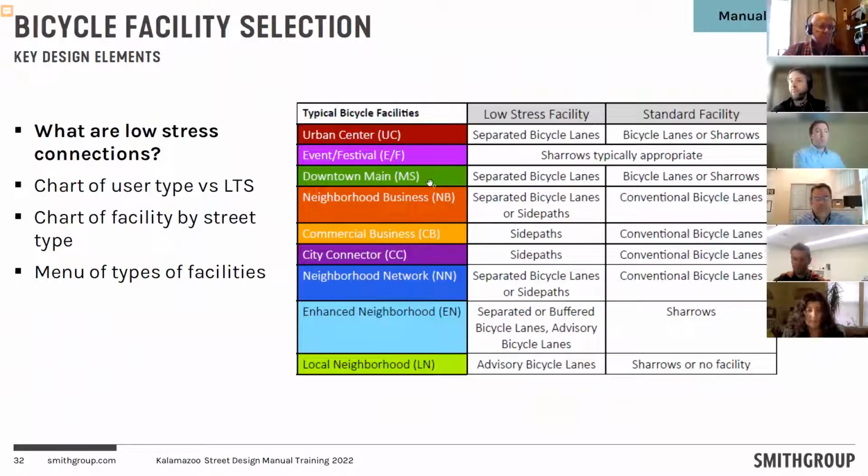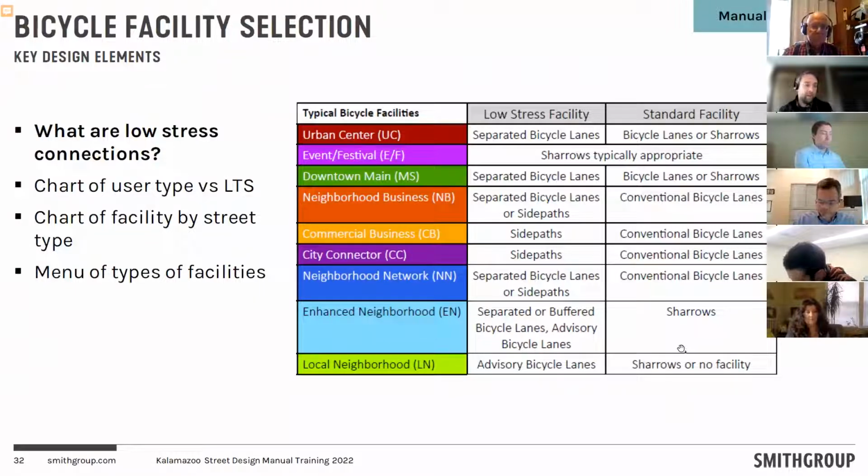And so what the design manual does is it identifies each of the different street types and what are potential low stress facilities that make sense within that street typology, given traffic volume, speed, all of those kinds of things, and what might be a standard facility.